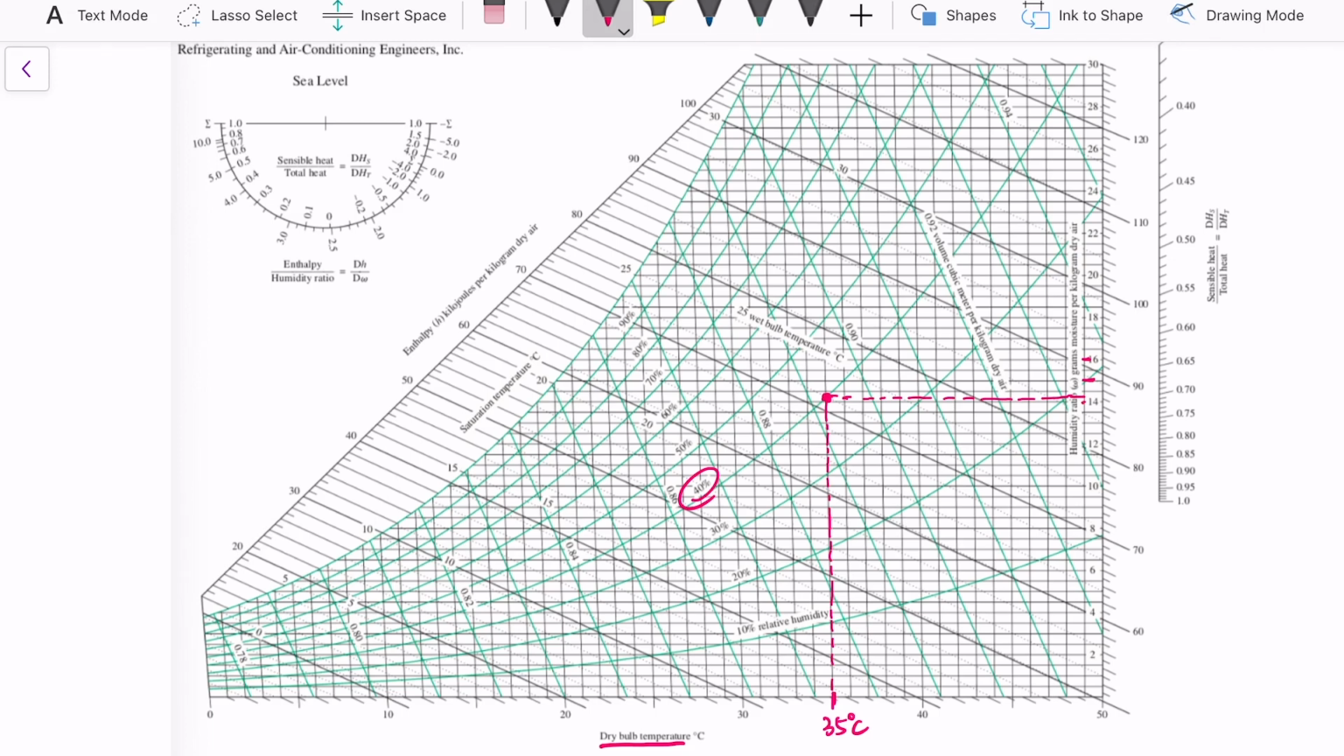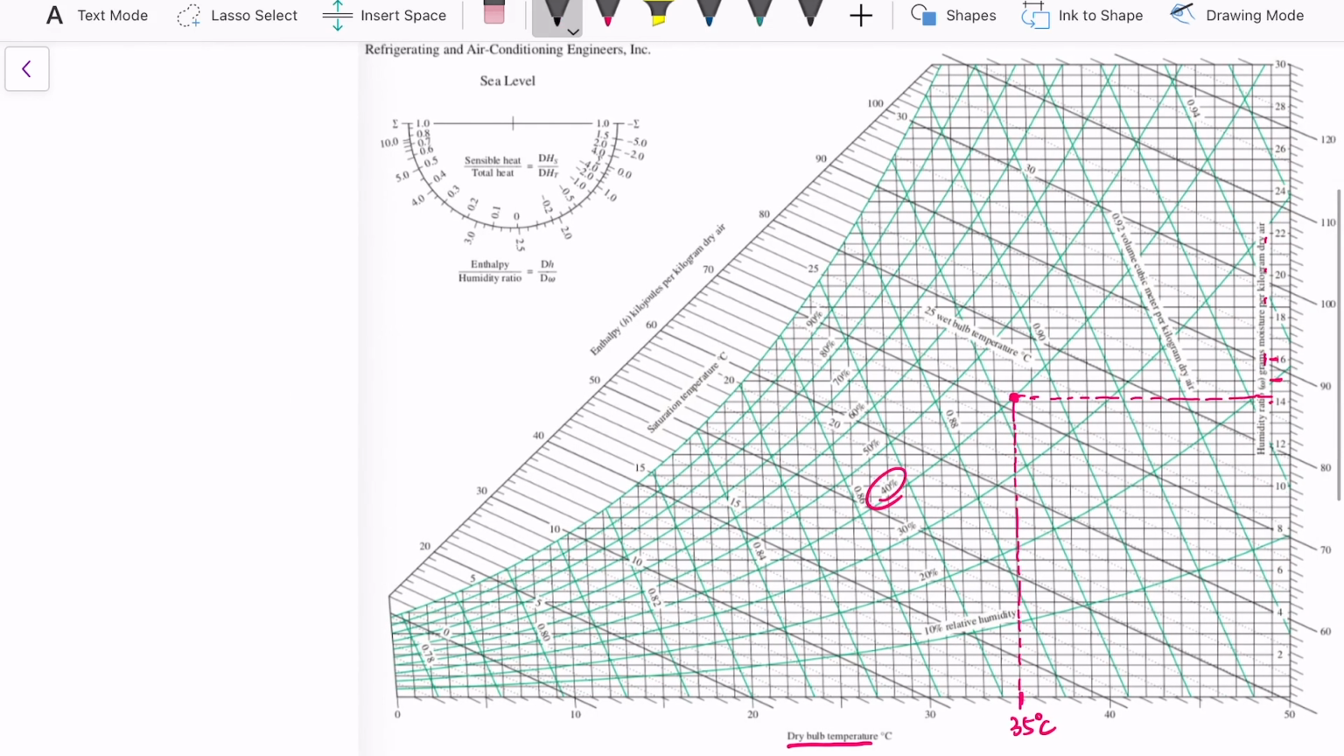Notice the unit here is gram per kilogram dry air. So if we want to use our usual unit, which is kilogram water per kilogram dry air, we need to convert. So we found omega equals 14.2 gram per kilogram dry air, which is 0.0142 kilogram of water per kilogram dry air. So this is the first one.